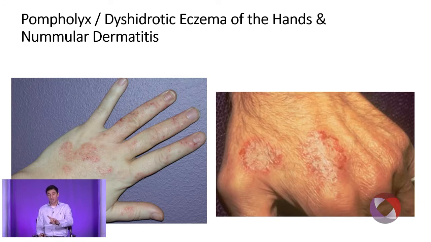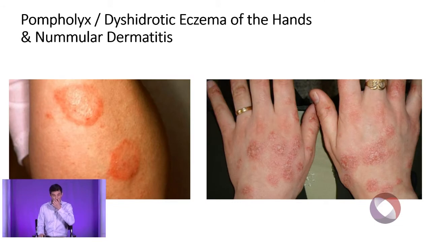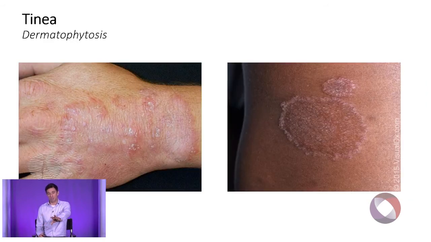Nummular means coin, dermatitis, inflammation of the skin. So you get inflammation that's round and annular. Look at the picture on the right where you see that round area of inflammation. If I put that picture up there and asked what this is, everybody would say that's ringworm, tinea corporis, right? So here's a couple more pictures of the dyshydrotic eczema. On the right, hands; left, tinea corporis.